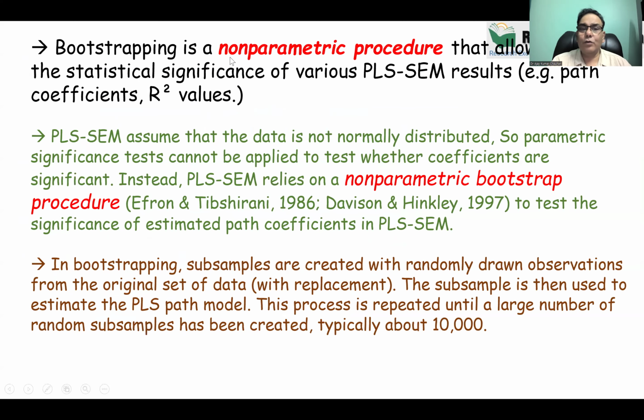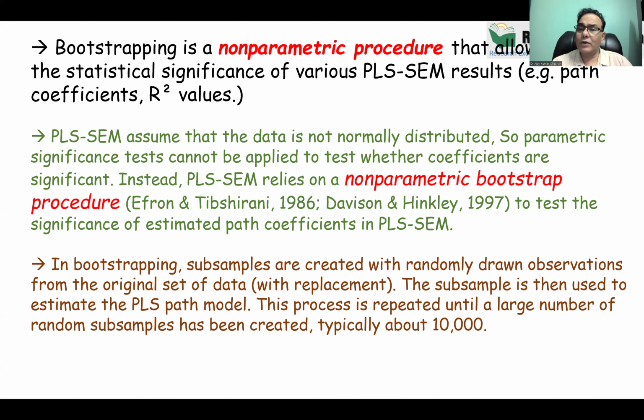So bootstrapping is a non-parametric procedure. You know that SmartPLS is applicable on small data sets and non-normal data sets. So this kind of SEM is known as non-parametric SEM. Hypothesis testing with the help of a non-parametric procedure is only possible with the bootstrapping method, where we use the T distribution to check the hypothesis. So the software will give you the result of T distribution and its P value.